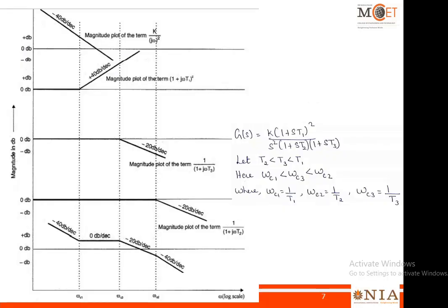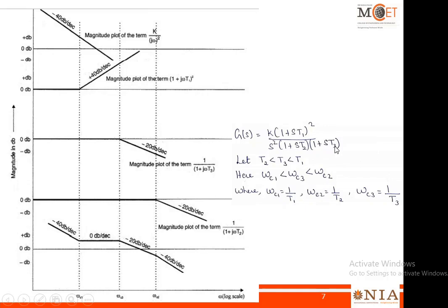So here we are going to draw a rough sketch of the Bode plot for this given function from the knowledge that we have gained in the previous slides. Here I will take four different terms. One is 1 by s square, another one is (1 plus s t1) the whole square, another one is 1 divided by (1 plus s t2), and another term is 1 divided by (1 plus s t3).